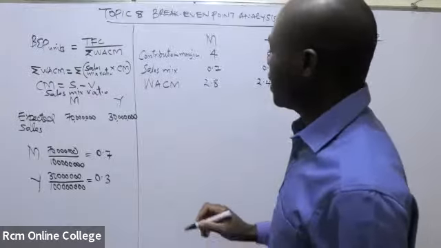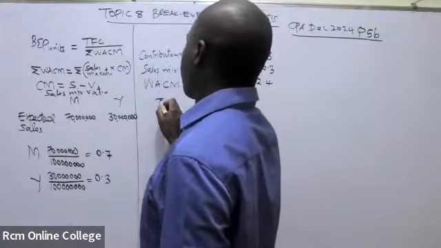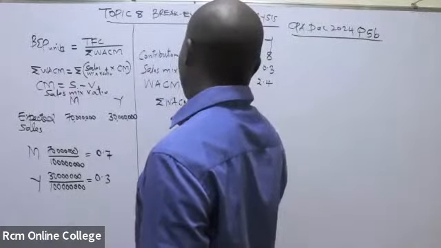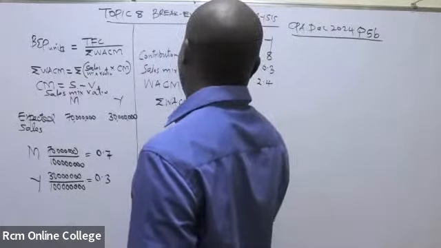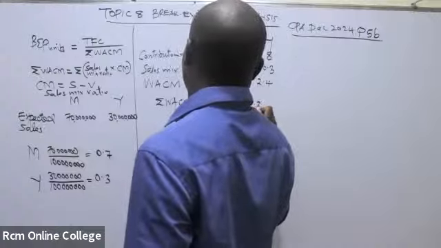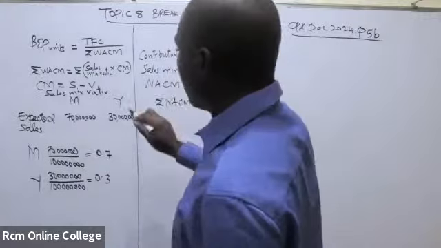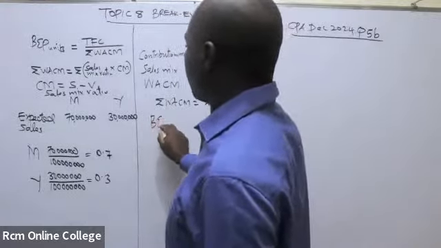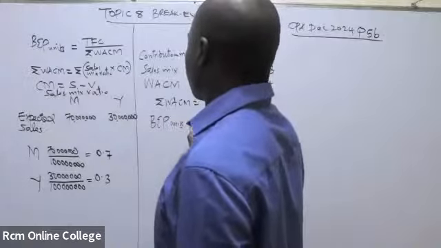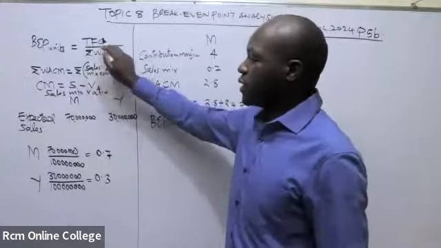Once we have that, can we now go ahead and get the summation? The summation of weighted average contribution margin is equal to 2.8 plus 2.4. That will give us 5.2. So can we now get our break-even point in units? That is equal to total fixed cost.